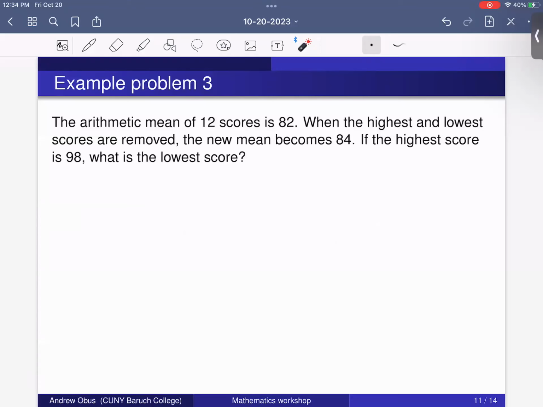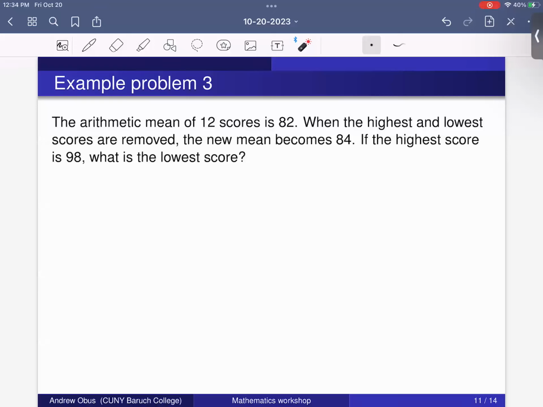So the arithmetic mean of 12 scores is 82. When we remove the highest and the lowest scores, the new mean becomes 84. By the way, this is something that people often do: instead of calculating a mean, you calculate a mean after you take out the highest and the lowest, or the 5 highest and the 5 lowest. This is sometimes called a trimmed mean, and it's another way to try to get rid of outliers in your data set. You drop the highest and the lowest score, or some number of them, and then you take the mean of what's left.